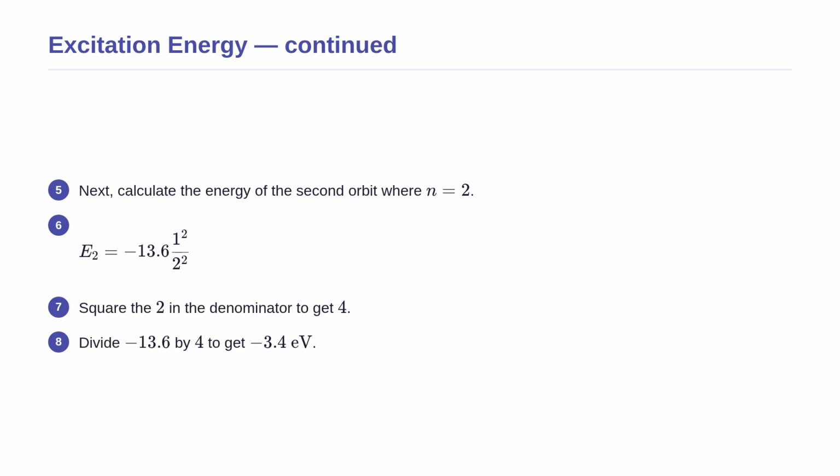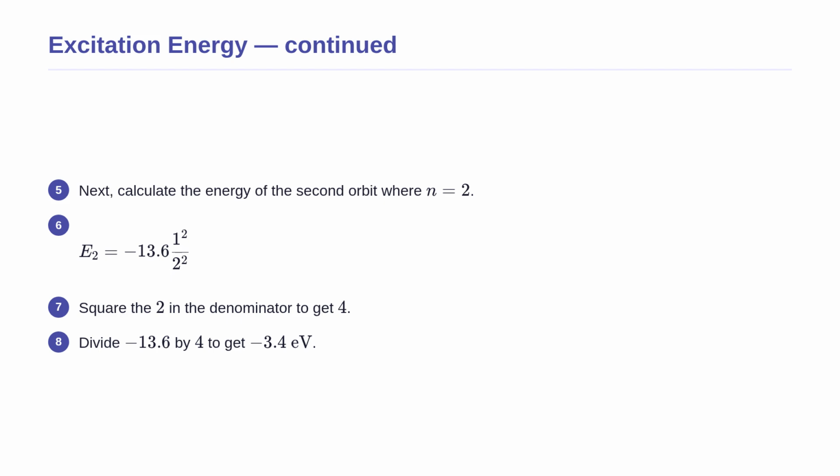Next, we calculate the energy of the second orbit. The atomic number Z is still 1, but now the orbit number N is 2. We substitute these into the formula, giving us negative 13.6 times 1 squared divided by 2 squared. We square the 2 in the denominator to get 4. Then we simply divide negative 13.6 by 4. This gives us an energy of negative 3.4 electron volts for the second orbit.